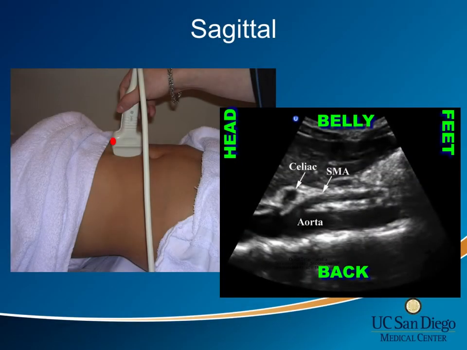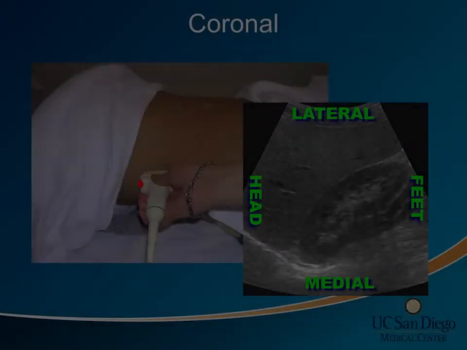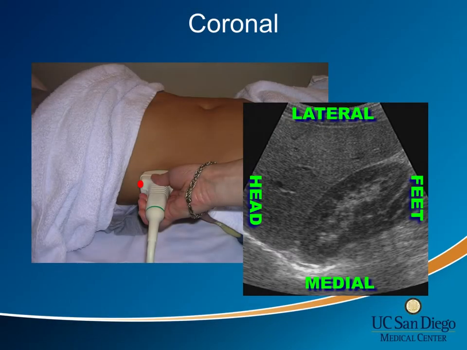In the sagittal axis, the marker dot is oriented towards the patient's head, again with the proximal part of the screen corresponding to the patient's belly and more distally to the patient's back. Finally, in the coronal axis, the marker dot remains oriented towards the patient's head, with the proximal part of the screen corresponding to the lateral surface of the body and the dependent portion of the screen corresponding to the medial plane of the body.